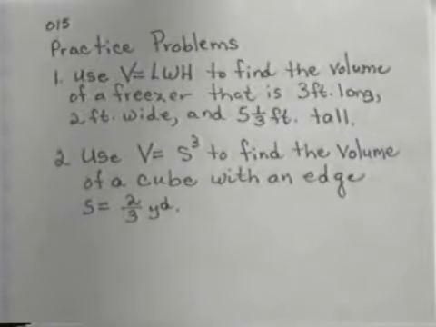Let's do some practice problems with volume. Number 1, use V equals LWH to find the volume of a freezer that is 3 feet long, 2 feet wide, and 5 1/3 feet tall. Number 2, use V equals S cubed to find the volume of a cube with an edge S equals 2/3 of a yard. After you copy the problems down, stop the tape to work on them.